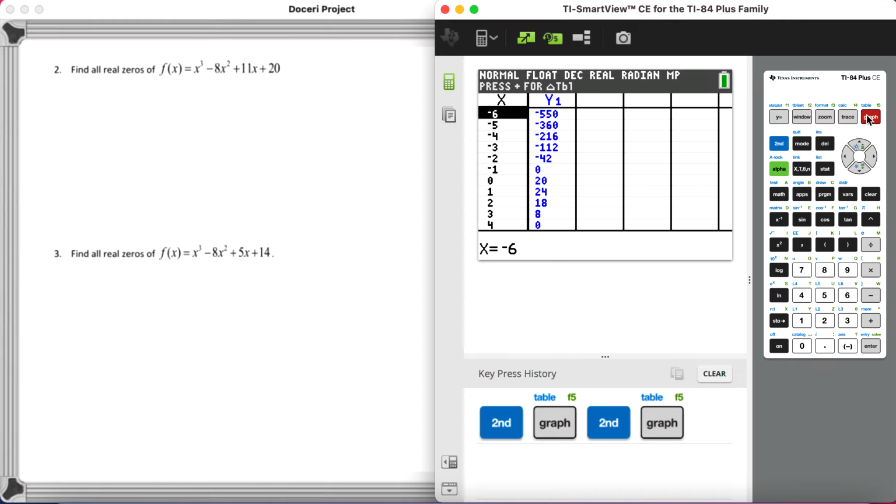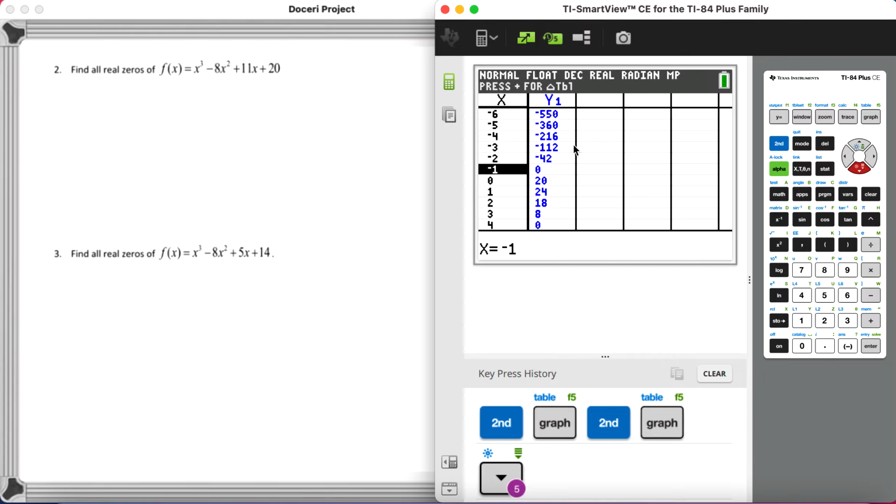So what you're looking for in your table is you're looking for at least 1 zero, okay? One of the zeros. And remember, zero is a word for x-intercept, aka the y value is 0. So if I scroll through my table a little bit, the first one I see, -1 comma 0, that is a zero of the function. And again, key being, it's an x-intercept. The y value is 0. We are going to use that to get this problem started.